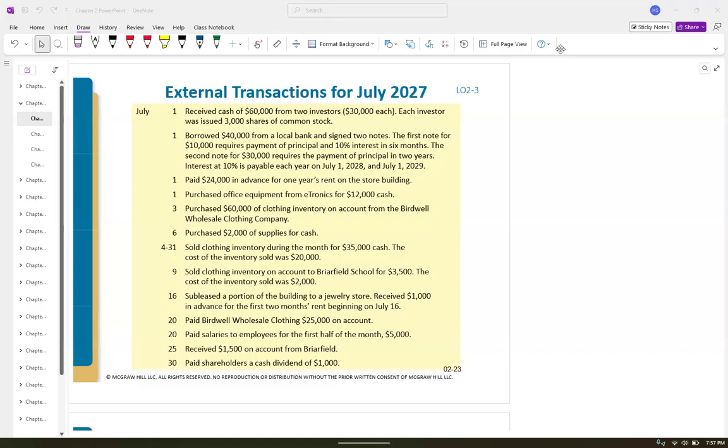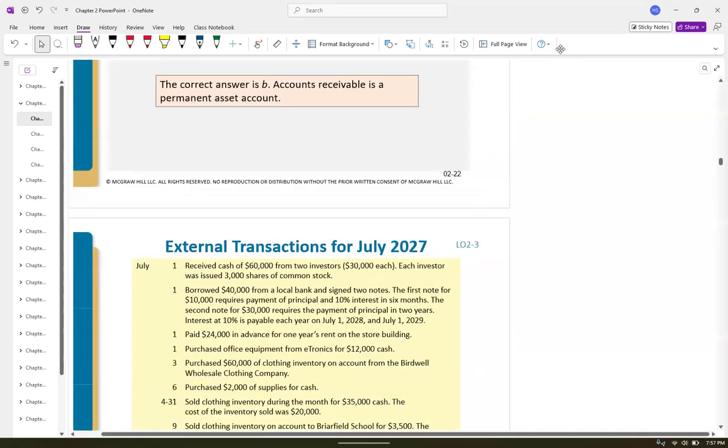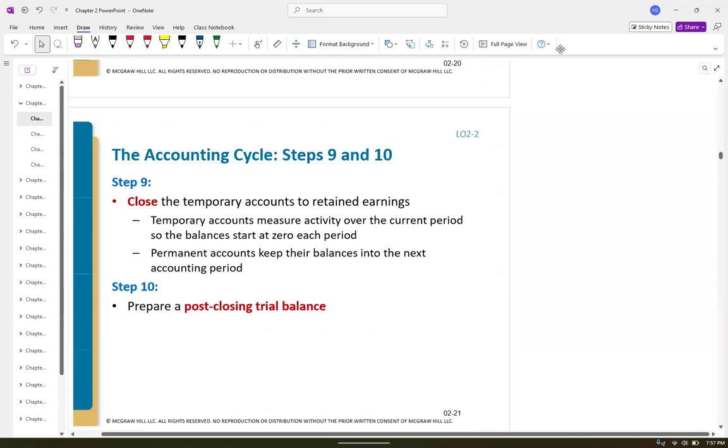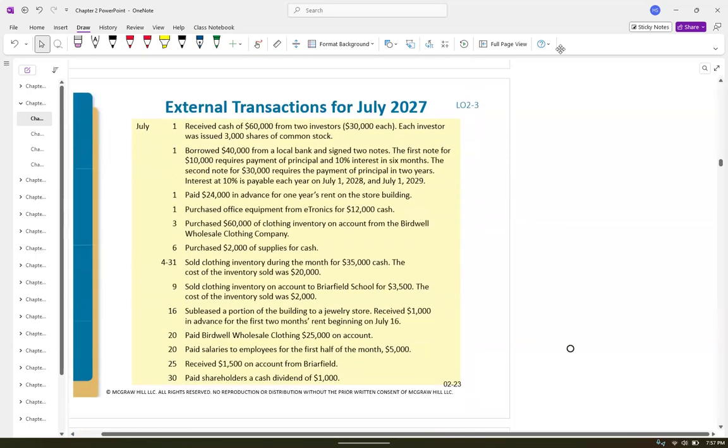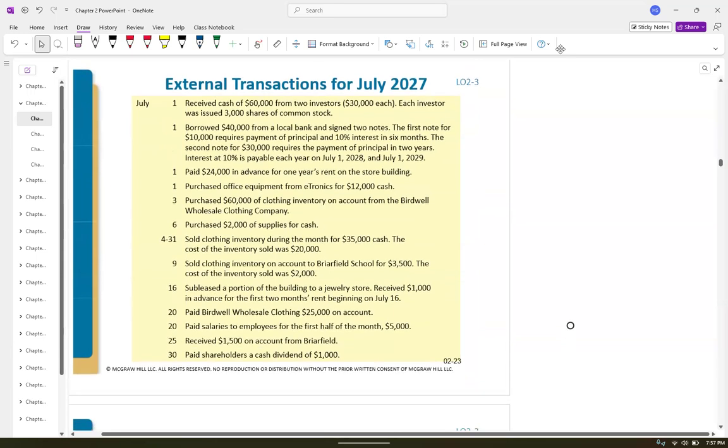All right, so we are going to work on this problem, and we have all these transactions from the 1st through the 30th of July. This is way too much for us to take this entire problem through all those steps in the accounting process. So I'm going to break them up just a little bit, trying not to make the videos too long, but not too short either, so that we don't have 100 videos. Okay, so let's go through these.